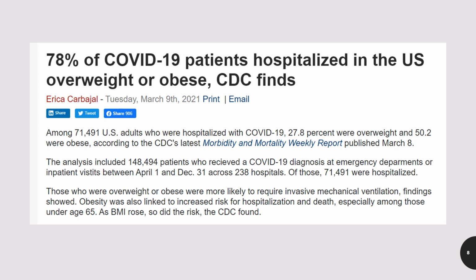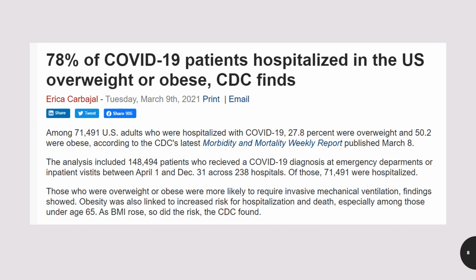And they asked, what is the reason for hospitalization? They found most of the patients who were hospitalized were obese, and those who were not hospitalized had a BMI under 25, which is basically a healthy weight. So the pattern here was that if you were obese or overweight and you had COVID, you were more likely to be admitted to the hospital, and being admitted means you're more likely to be put on mechanical ventilation, and it also increases your mortality.